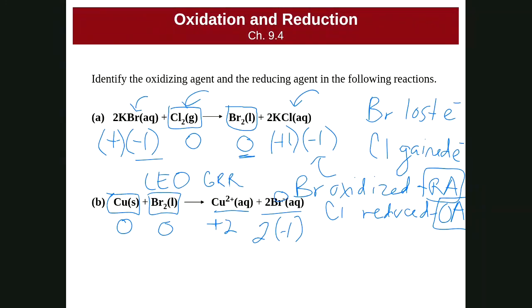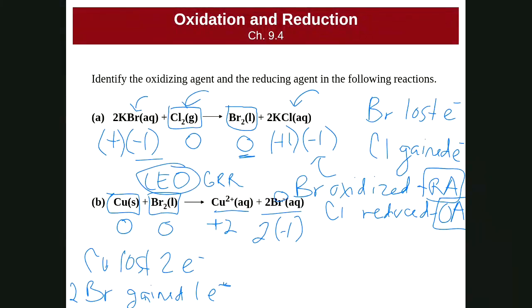So copper is losing 2 electrons. It's going from 0 to a positive number, so it lost 2 electrons. Bromine, we have 2 bromines, so each one gained 1 electron, because we went from 0 to -1. We went down in charge, so we gained our negatively charged electron. Leo the lion goes grr: Leo, LO, lost electrons, so copper was oxidized. I'm sorry. And then bromine gained electrons, Gr, it was reduced.